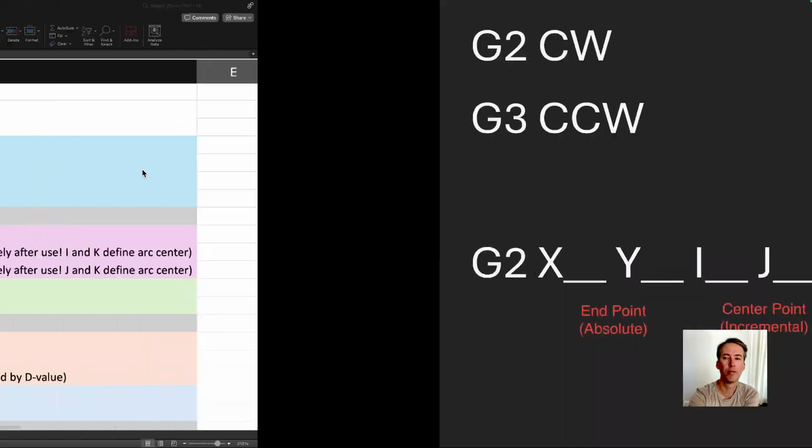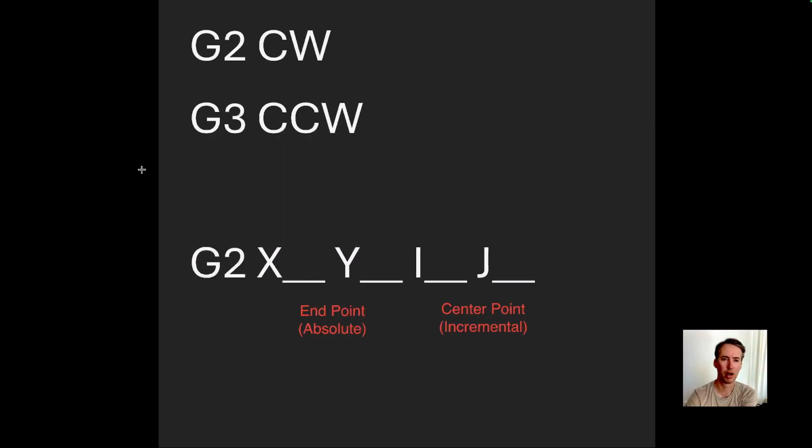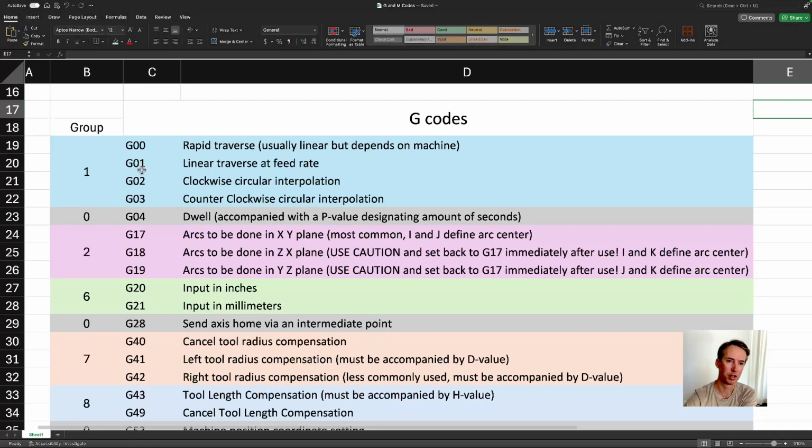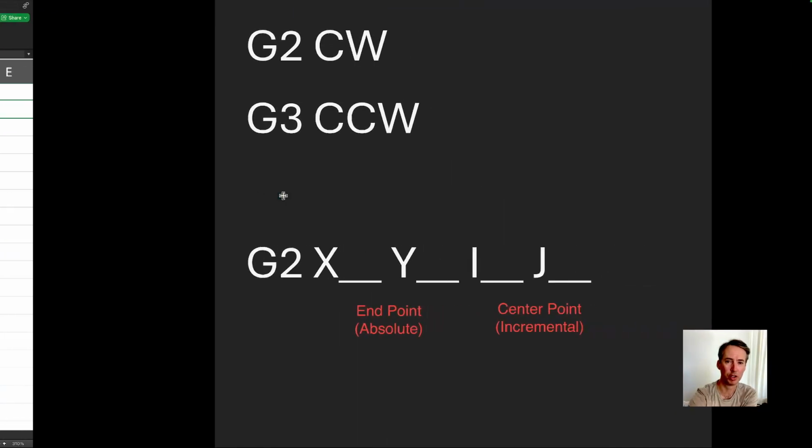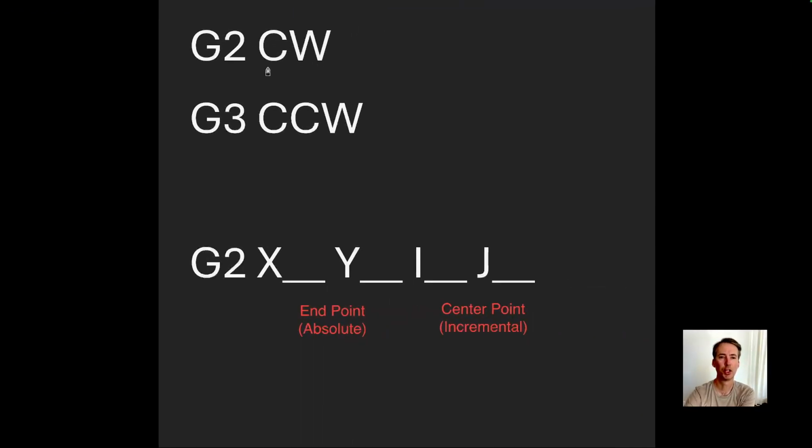So let's look at what G2 and G3 are. G2 and G3 are the clockwise and counterclockwise circular motions. G2 is clockwise. The way I remember it is there are two letters in CW, so 2 for the two letters. And then G3 is CCW, three letters. I think that's the way a lot of people memorize it. It's really easy that way.